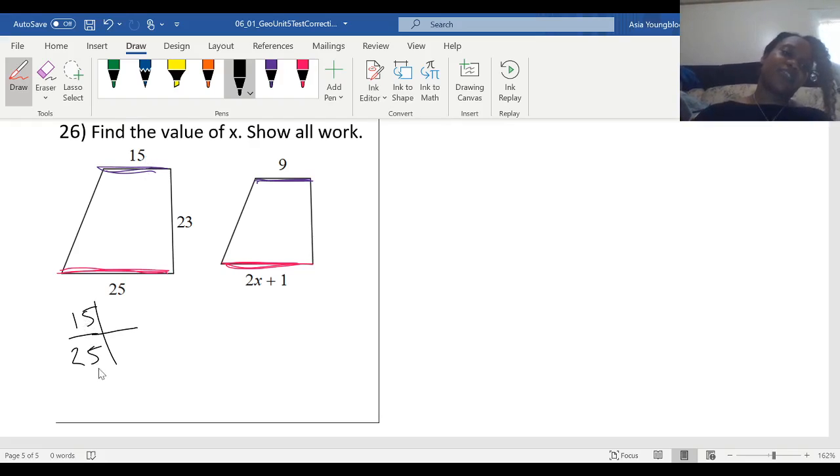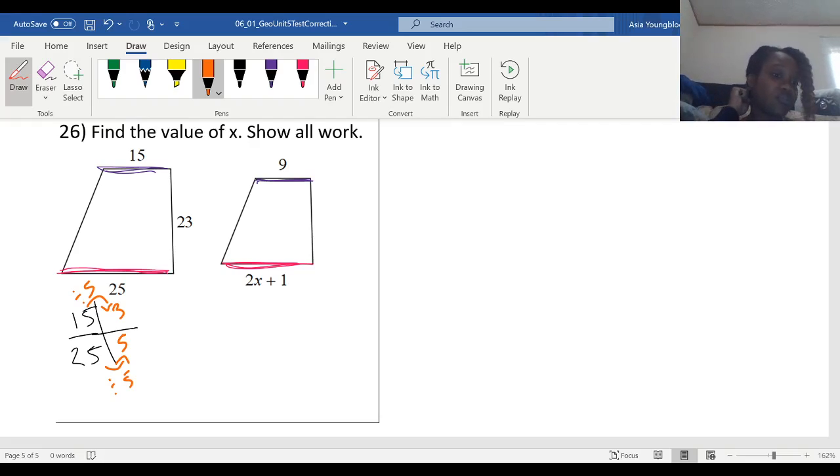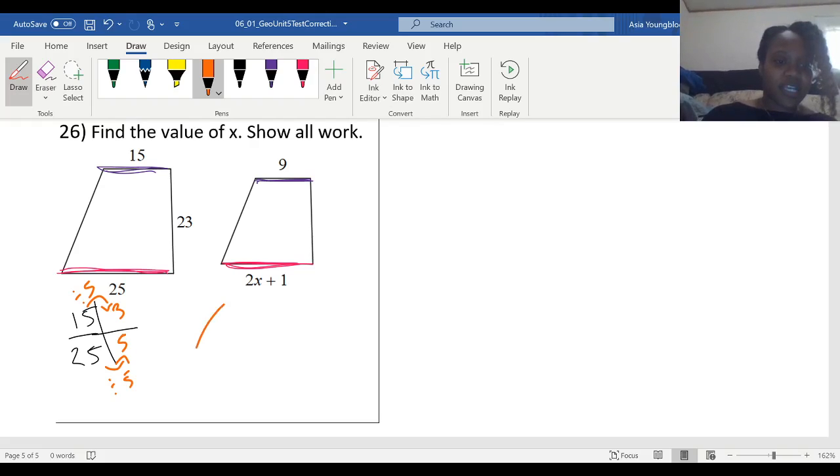So looking at 15 and 25, the first number that comes to my head that I can divide both of those by is 5. So we're going to divide the top and the bottom by 5. 15 divided by 5 gets us 3. 25 divided by 5 gets us 5. So for this polygon, we have scaled down those two sides to 3 by 5. So if I was to sketch the new polygon, which will not be perfect by any means, this side would now be 5 and this side would be 3.